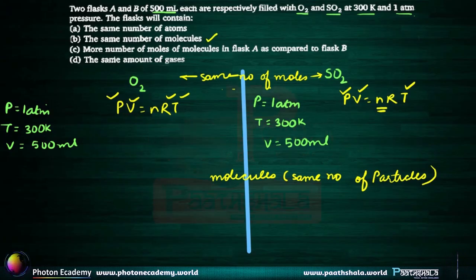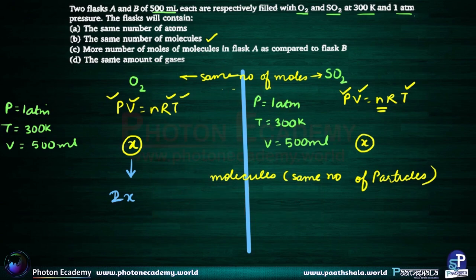What about atoms? If let's say I have x moles of oxygen and the same x moles of SO2, the number of atoms in those x moles of oxygen would be 2x, as there are 2 oxygen atoms, and the same for SO2 would be 3x, as there are 3 atoms, 1 S and 2 times O. So therefore 2x is not equal to 3x, and so the number of atoms won't be the same.